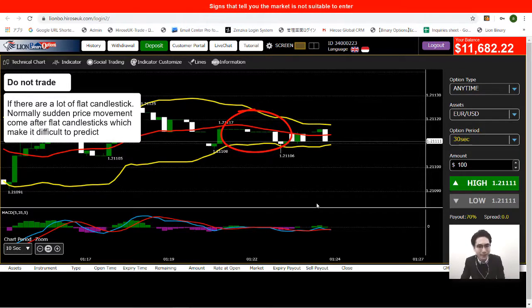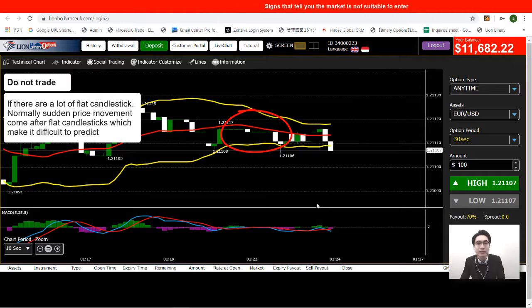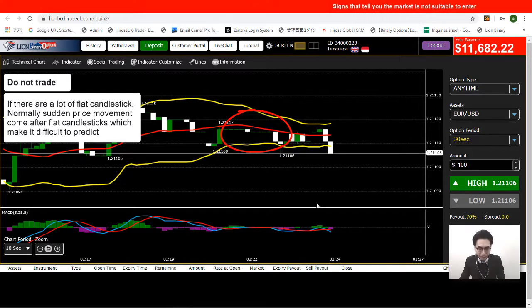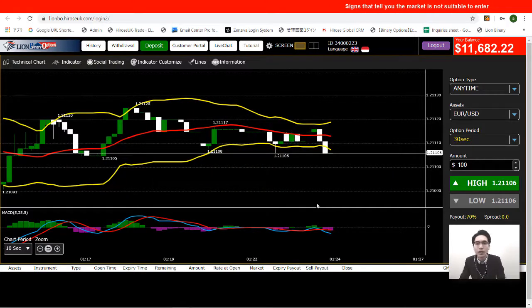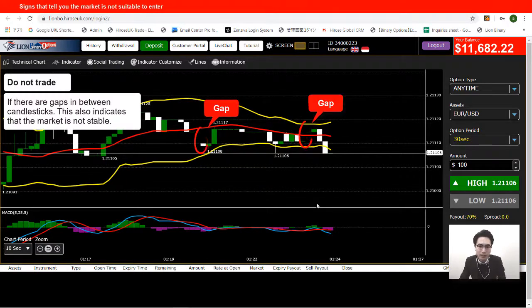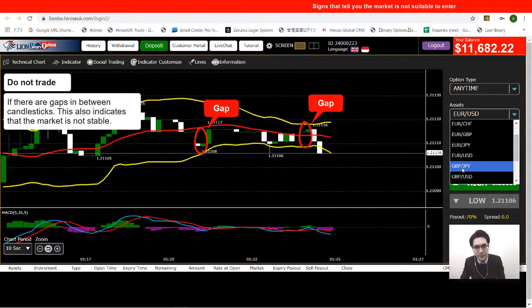You cannot predict sudden movements actually. So you do not trade when you see candlesticks are flat, or you see quite a lot of gaps here. If you see the gaps there, you do not trade as well, because that indicates sudden movements as well. So that's the tip for you on when you should not trade.